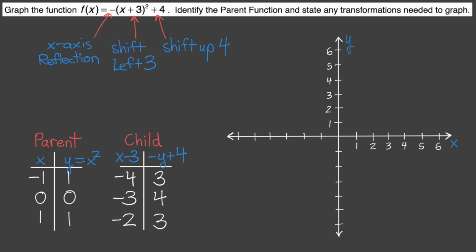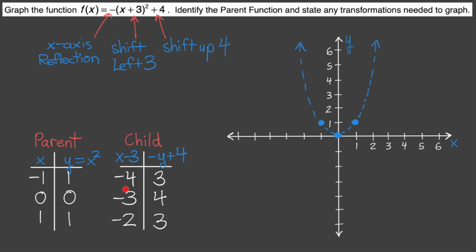So we have -1, 1. We have 0, 0, 1, 1. All right, and then this is going like this here, roughly. Nice little parabola looking thing here, going up and to the left and up and to the right. So there is our parent function, y equals x squared.